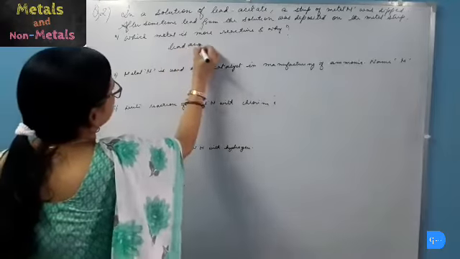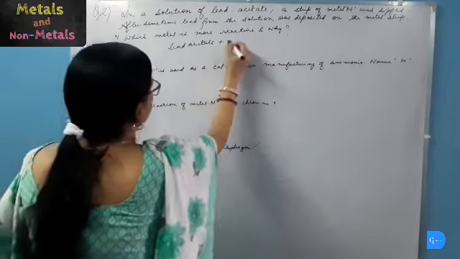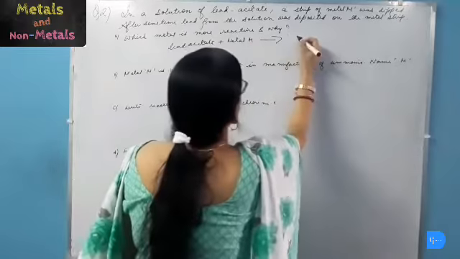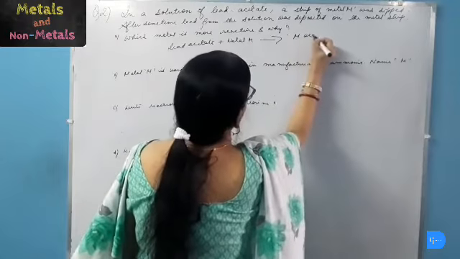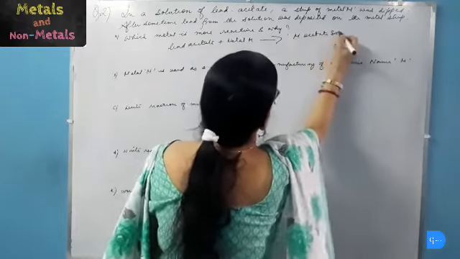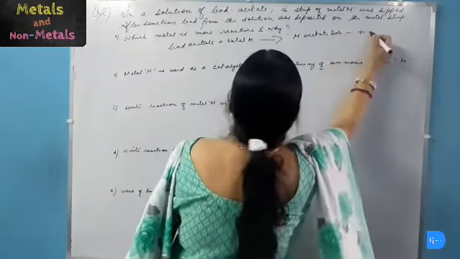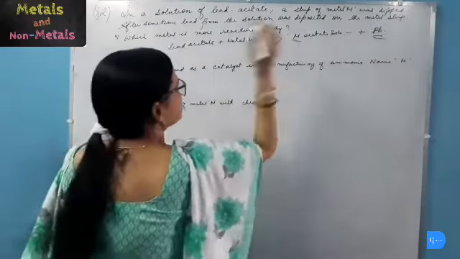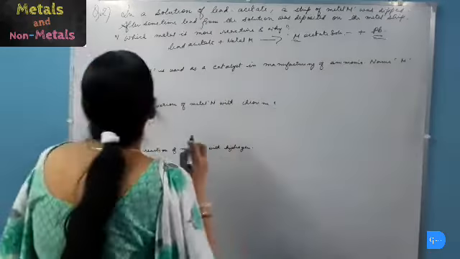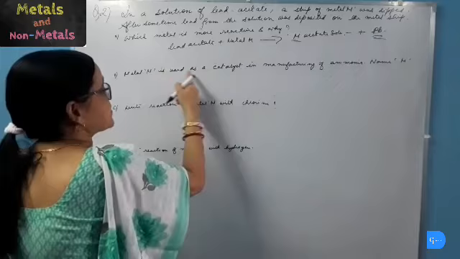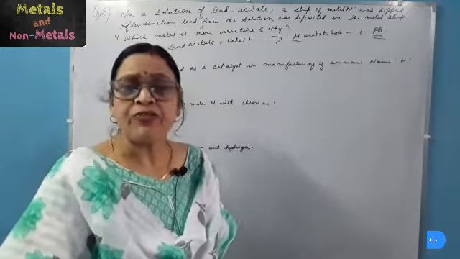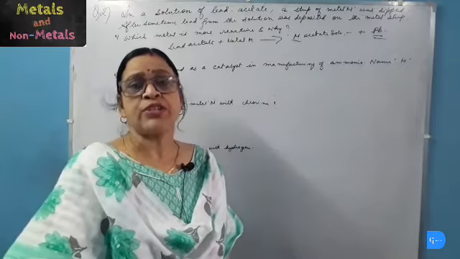Lead acetate solution plus metal M gives M acetate solution plus lead. So metal M is more reactive than lead. Metal M is used as a catalyst in manufacturing of ammonia. Name M. In manufacturing of ammonia, iron is used as a catalyst.